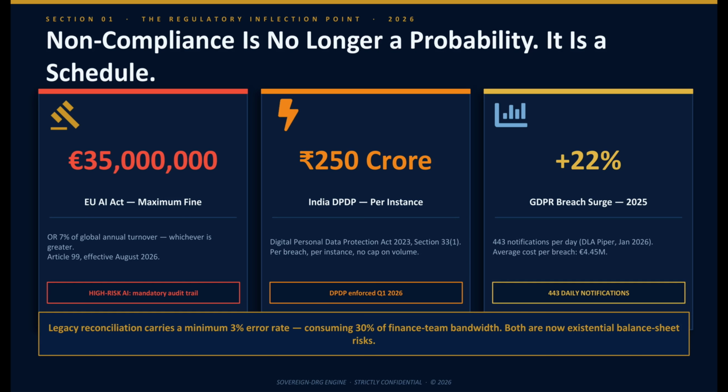Non-compliance is no longer a probability. It is a schedule. 35 million euros, maximum EU AI Act fine. 250 crore rupees, per instance under India DPDP. 22% surge in GDPR breaches, 443 notifications daily. Legacy reconciliation carries a 3% error rate consuming 30% of finance bandwidth. Both are now existential balance sheet risks.